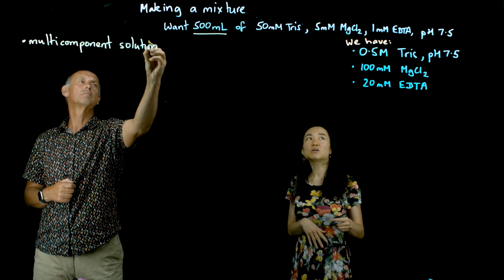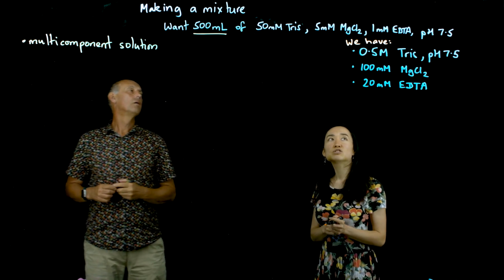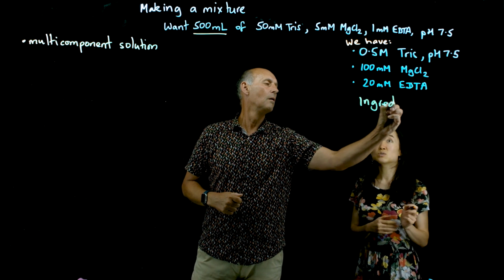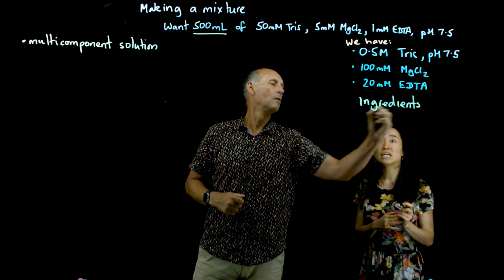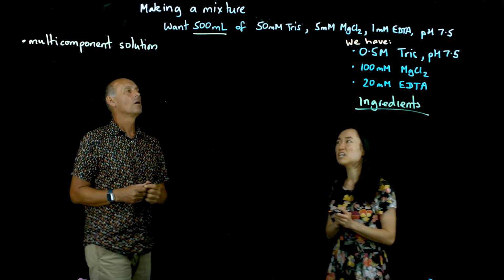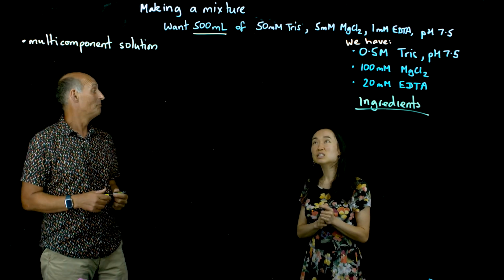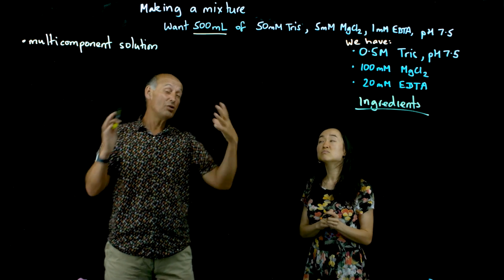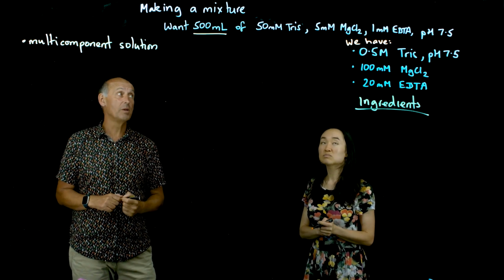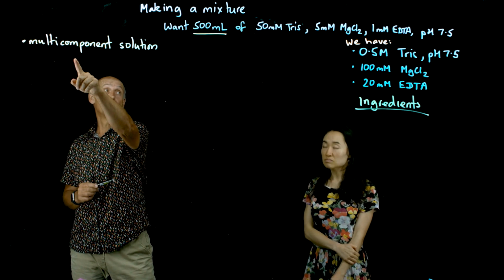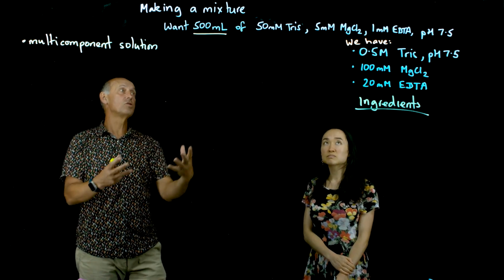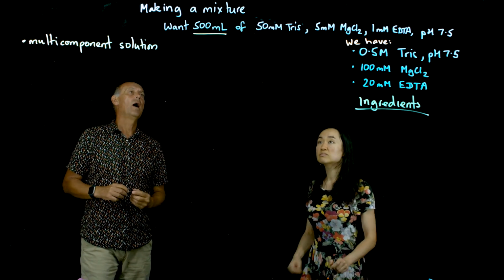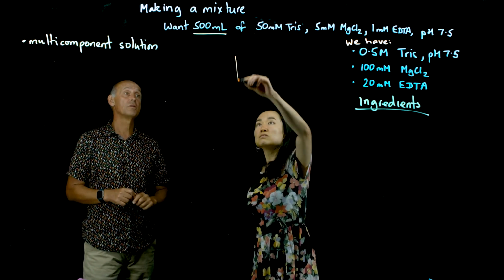So in our case, we've got a 0.5 molar solution of Tris, a 100 millimolar solution of magnesium chloride, and a 20 millimolar solution of EDTA. Those are our ingredients, so we need a recipe. And as you said, Alice, it's really important to realise that pretty much all the solutions that we deal with in biochemistry are multi-component. They contain lots and lots of different types of chemical, all in different concentrations.